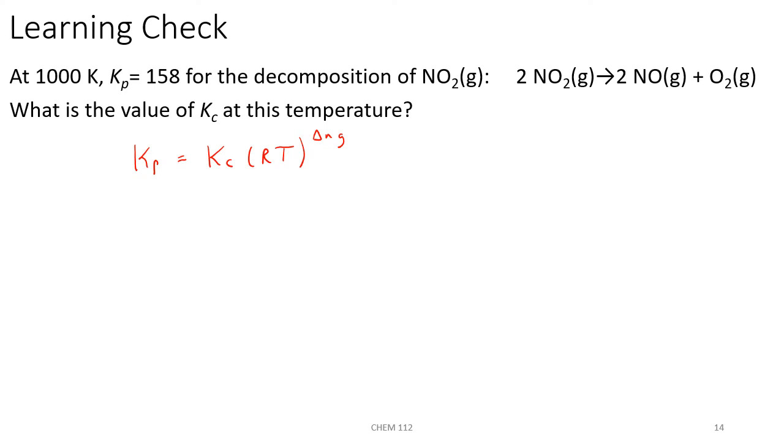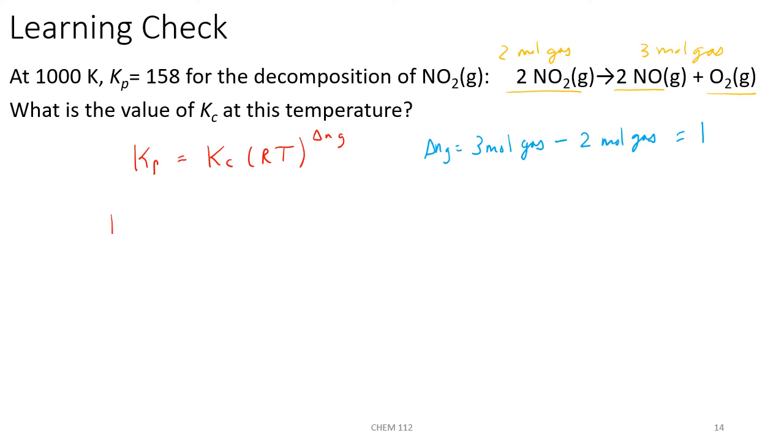Looking at our balanced equation, we have 2 moles of gas on our reactant side, and we have a total of 3 moles of gas on our product side because we have 2 moles of nitrogen monoxide and 1 mole of oxygen gas. And on our reactant side, we had 2 moles of nitrogen dioxide gas. Our delta Ng then will equal the moles of gaseous product, so 3 moles of gas, minus the moles of gaseous reactant, 2 moles of gas. And that difference in this case is 1. So we're just going to have an exponent of 1 that we substitute in for delta Ng.